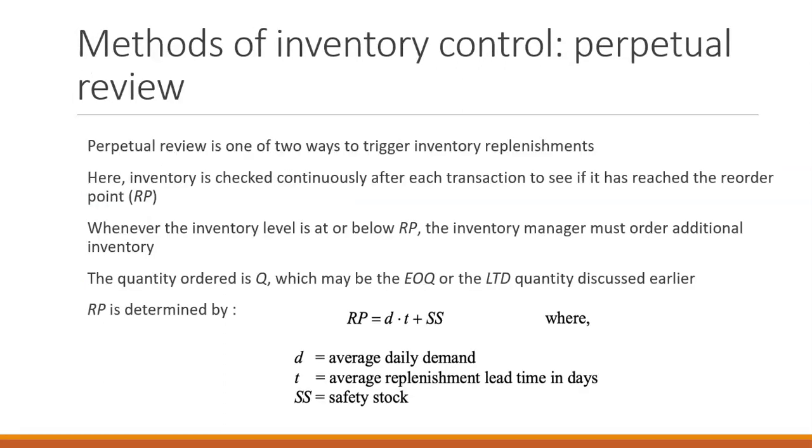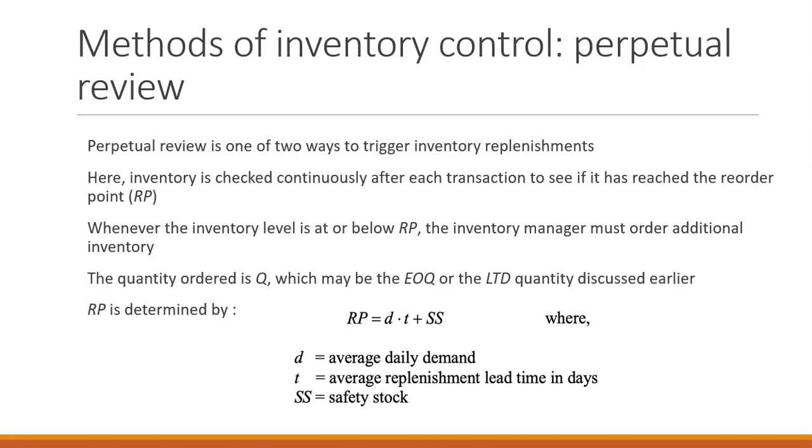Different methods of inventory control are looking at perpetual versus periodic review. Perpetual review is when inventory is checked continuously after each transaction. Companies that are using perpetual review for inventory management are scanning UPC codes. So we scan a code when we receive inventory, and then when the customer pays for inventory and purchases it, when we scan it at the point of sale, it's removed from our inventory. So the inventory is continuous.